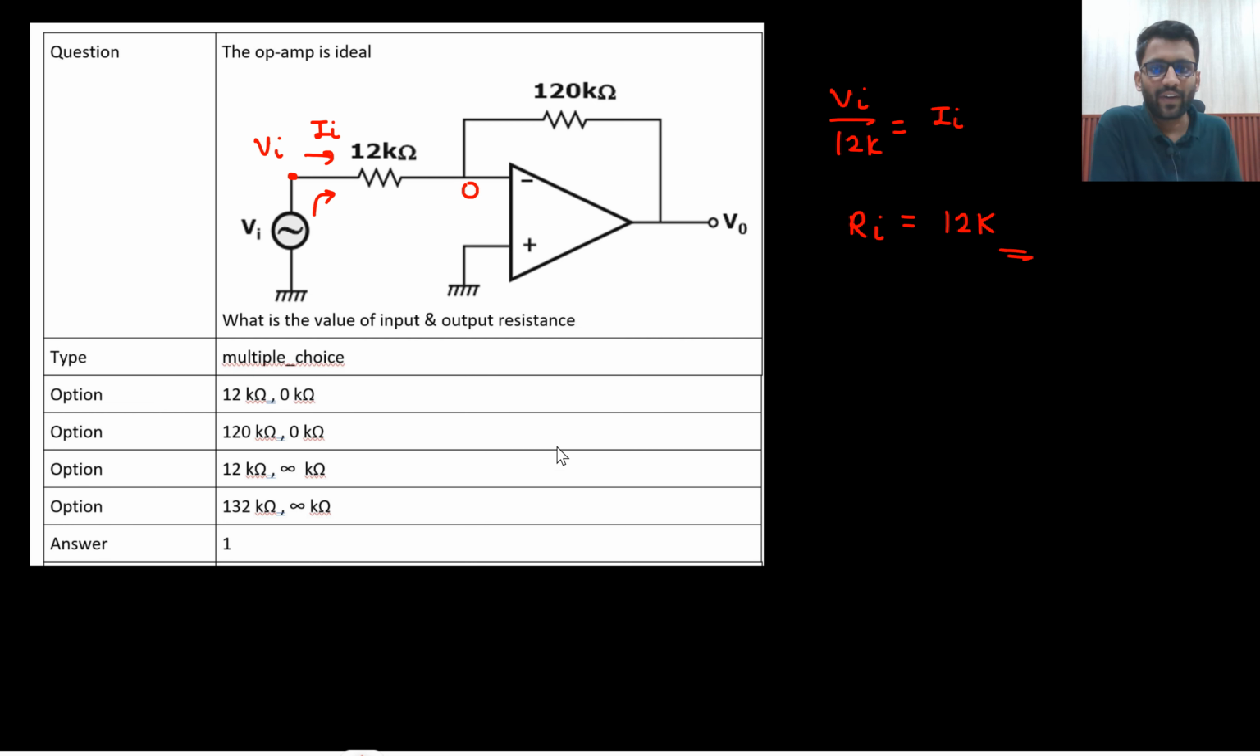Now what you need to find is the output impedance. For output impedance, you need to nullify the independent sources. What is the independent source? That is our V in only.